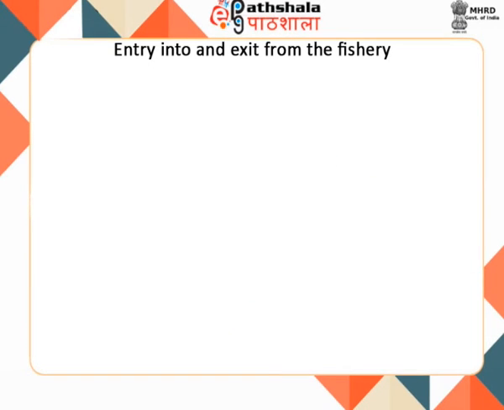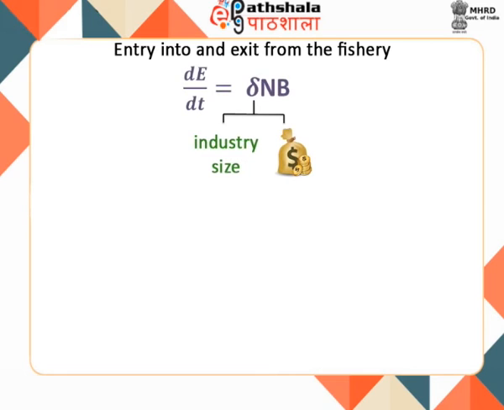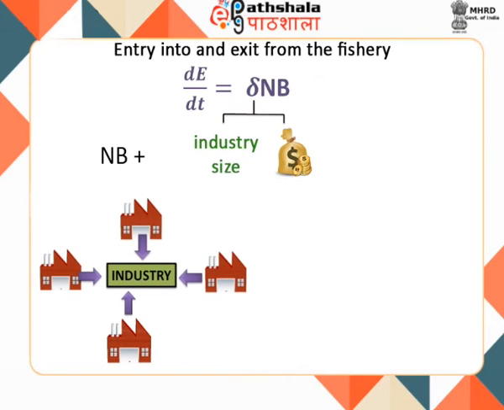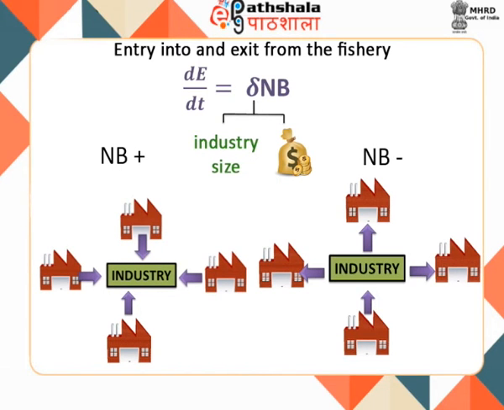The change in harvesting effort as dependent on the level of economic profit can be algebraically shown as dE by dt equals delta NB, where delta is a positive parameter indicating the responsiveness of industry size to industry profitability. When economic profit NB is positive, firms will enter the industry, and when it is negative, they will leave. The magnitude of that response for any given level of profit or loss will be determined by delta.